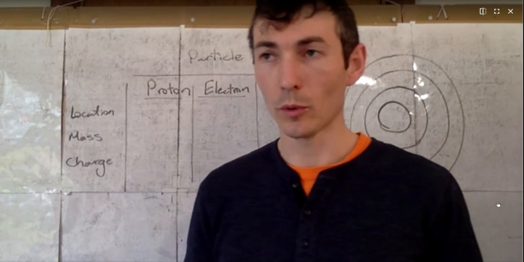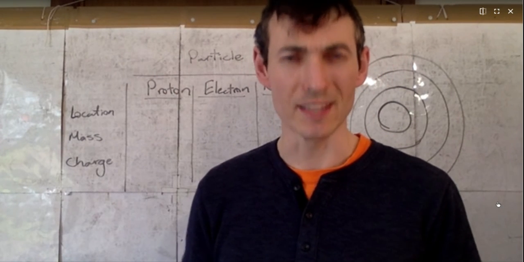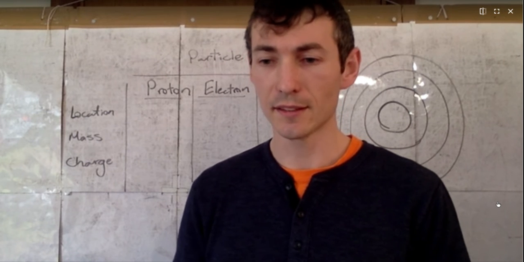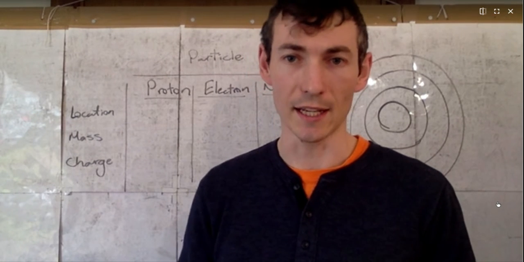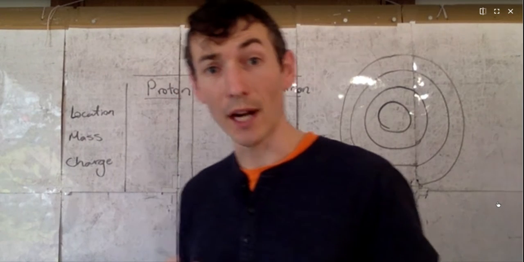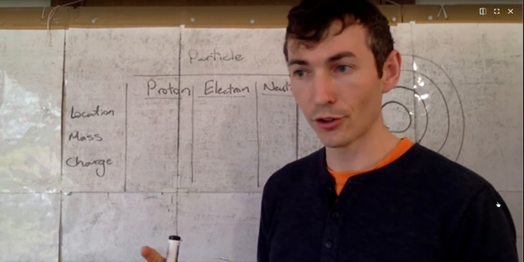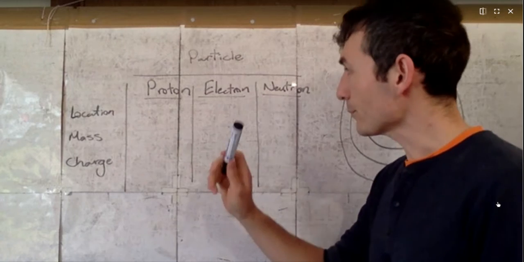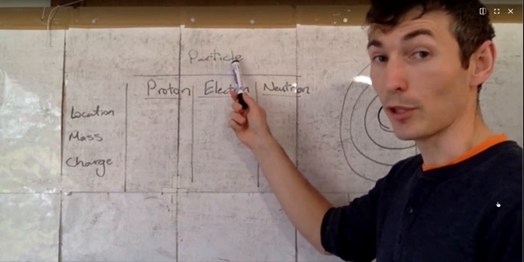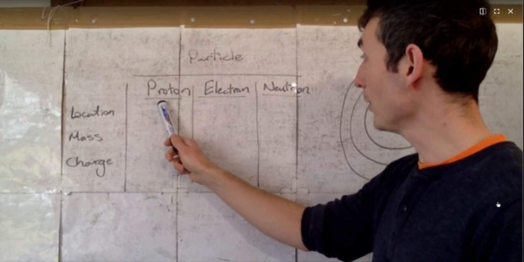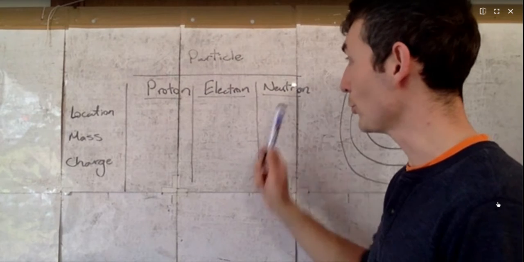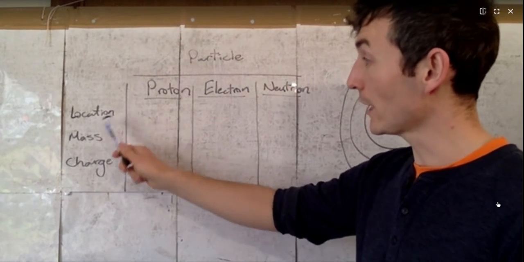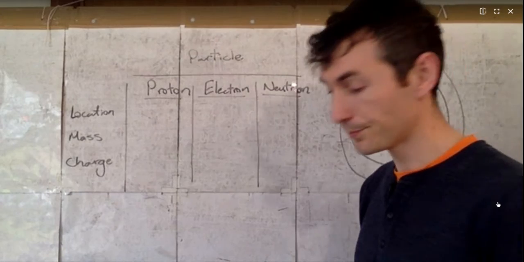Now, one of the phrases used in that question is the subatomic particles. So subatomic particle means the particles that actually make up the atom. Because atoms, even though they are really small, they are composed of much smaller particles. Okay, we've got three particles that the atom is made up of. We've got the proton, electron, and neutron. And we need to be able to describe their location, mass, and charge.